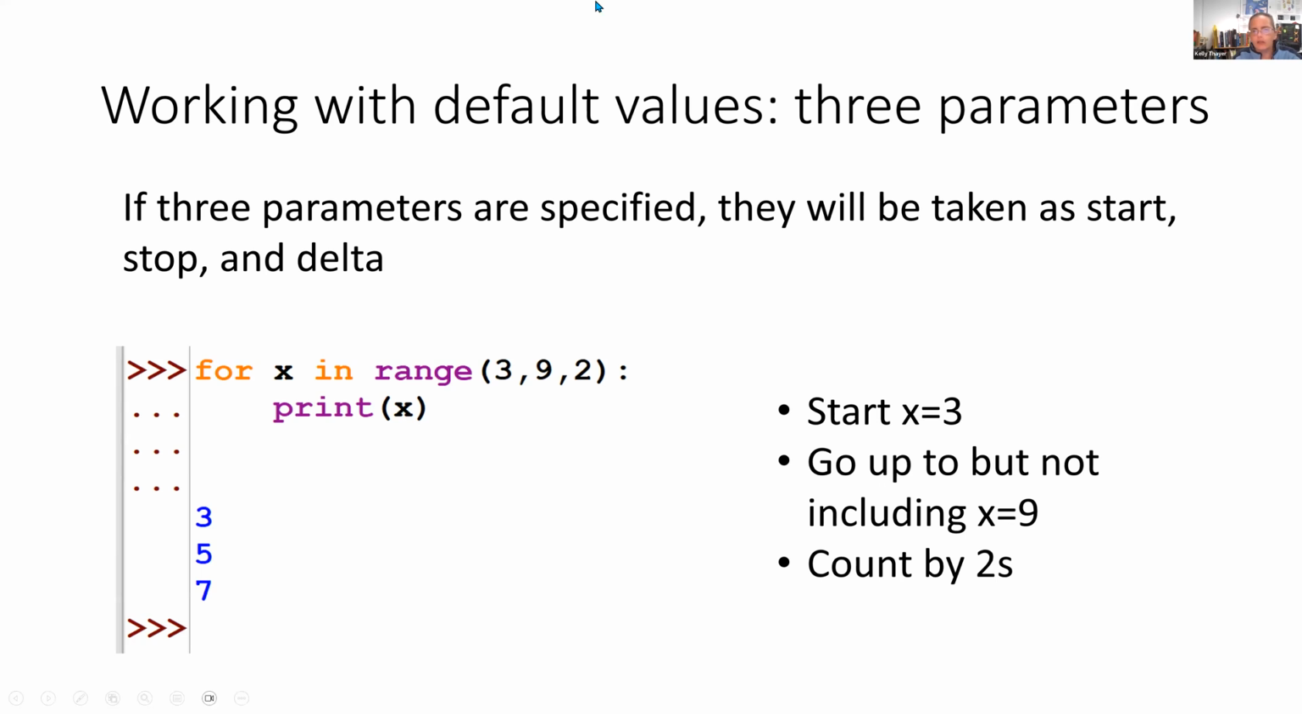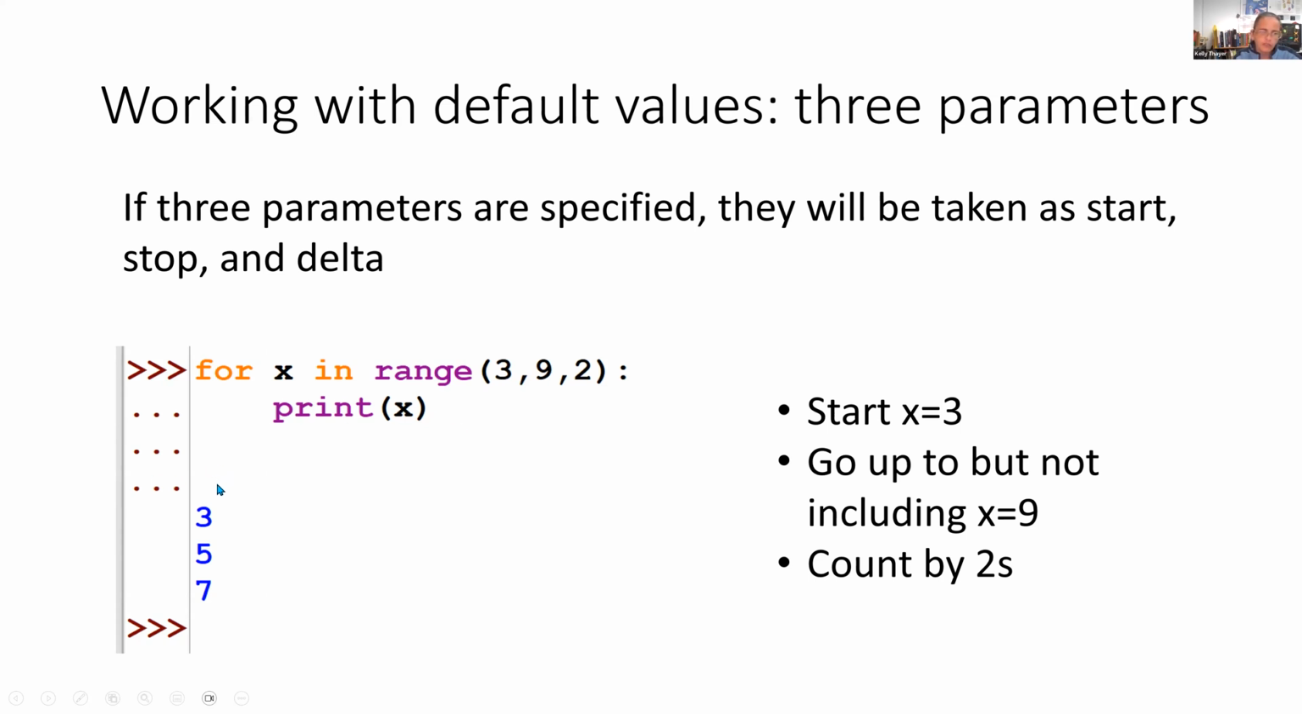So let's just take a look at how we can work with the default values, just breaking this out for you. If 3 parameters are specified, they will be taken as start, stop, and the delta, and then we could just print that. So what this one means is we start at 3, we go up to but not including x equals 9, and we will be counting by 2s, and then we could print x.